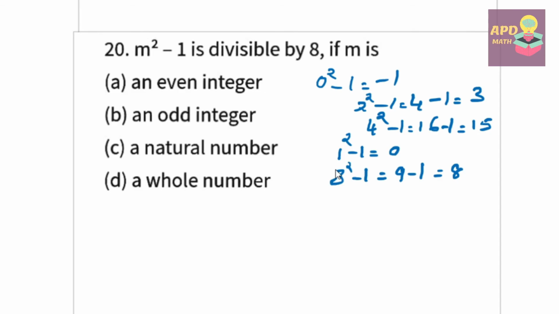Now the next one, after 1, 3, the next one after 3 is 5. 5 square minus 1 is equal to 25 minus 1, which is 24. So 0, 8, 24, and so on. All are in the table of 8, right? So we can say that it is an odd integer. You can substitute a natural number also, meaning 1, 2, 3 and so on, but then you will not get the answer. Whole number also. So the correct answer is B.